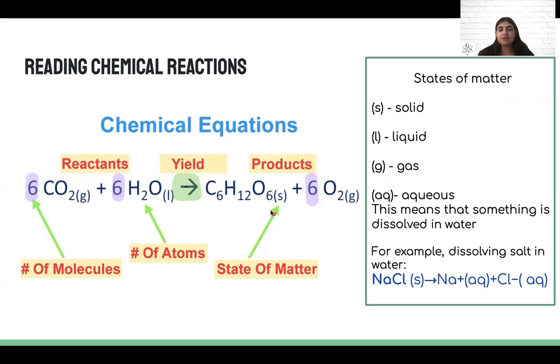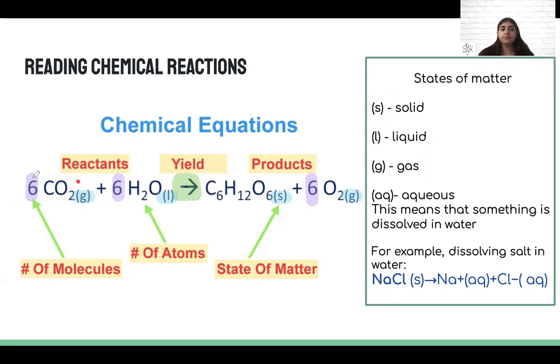And then we also have a new thing, which are these letters in parentheses. Sometimes they're there, sometimes they're not. It just depends on what your chemical equation is. And these are the states of matter. I'm pretty sure that everyone has heard of these first 3 states of matter. We have solid, liquid, and gas. So if you see S, L, or G in parentheses, that's what that means.